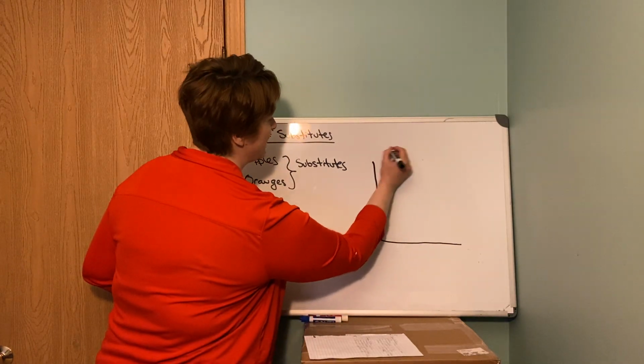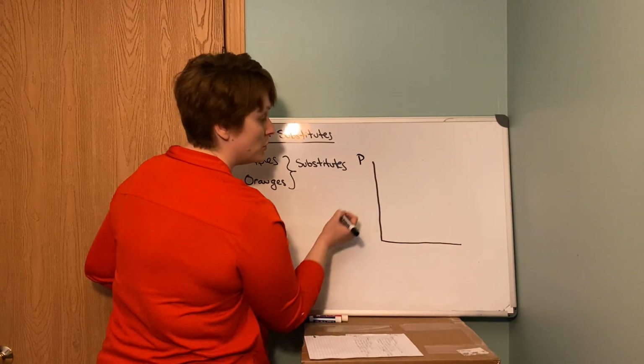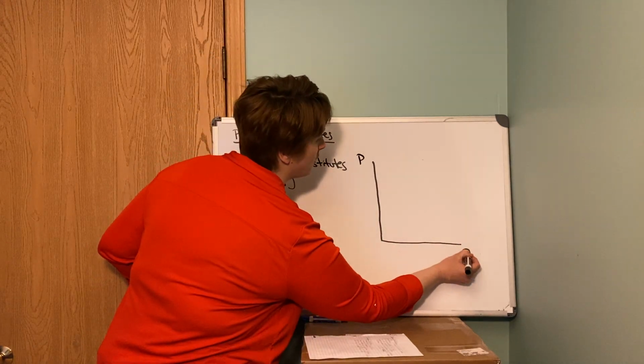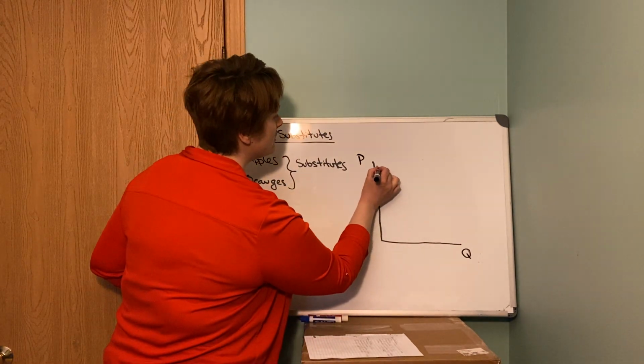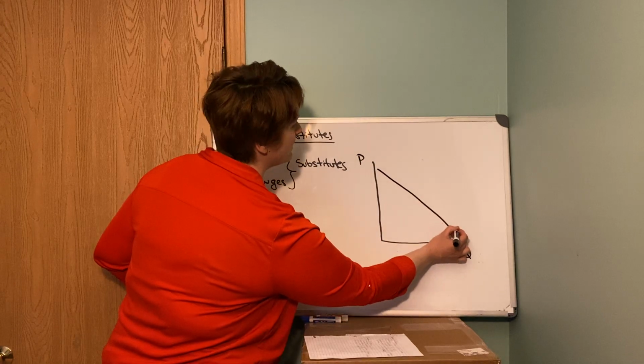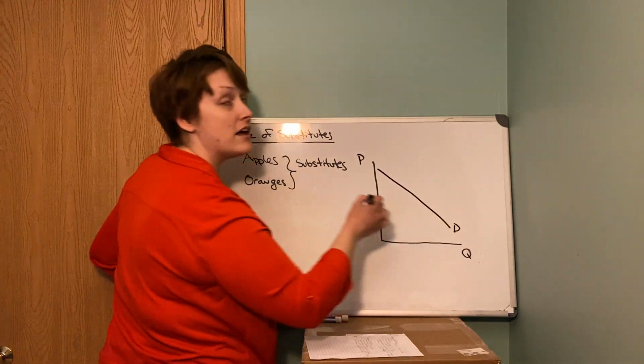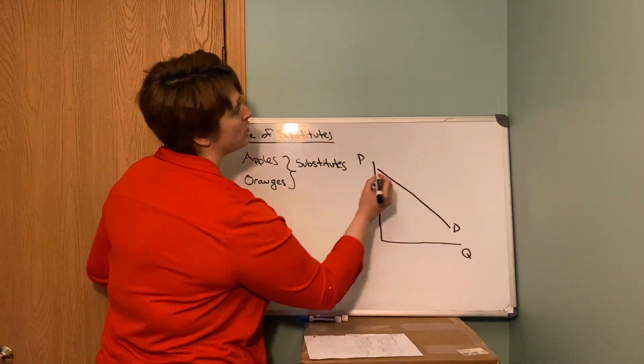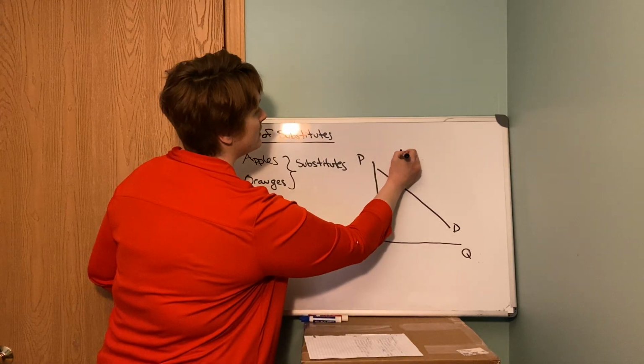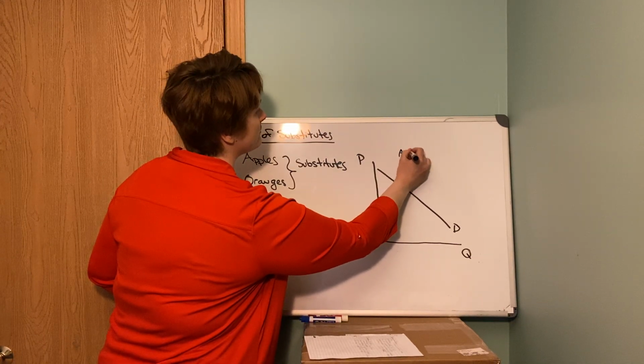So we have to title our graph, always label. Price will always be on the vertical. Quantity will always be on the horizontal. Our demand curve is always downward sloping. And we want to label the market we're examining. So in this case, we're examining apples.